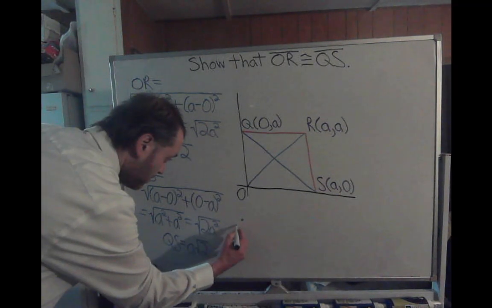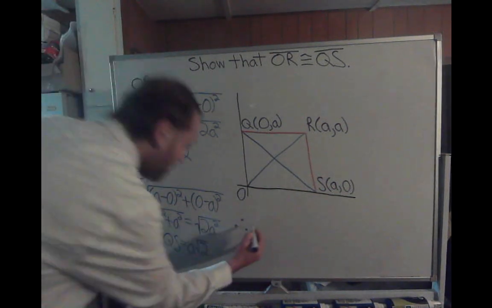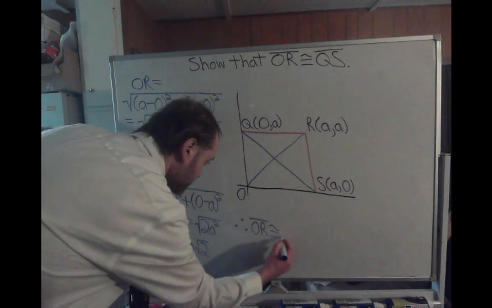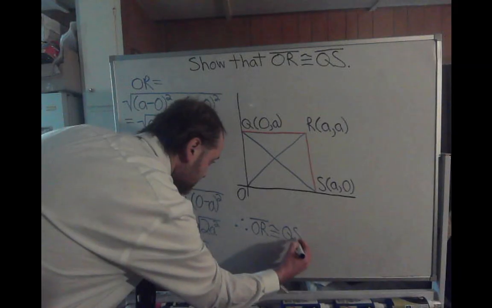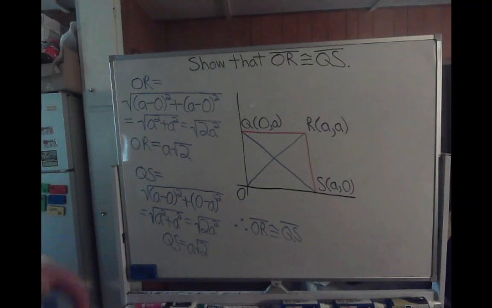Therefore, we have now proven that OR is congruent to QS. Simply by using the distance formula, we can prove that the two diagonals are in fact congruent to each other. All right.